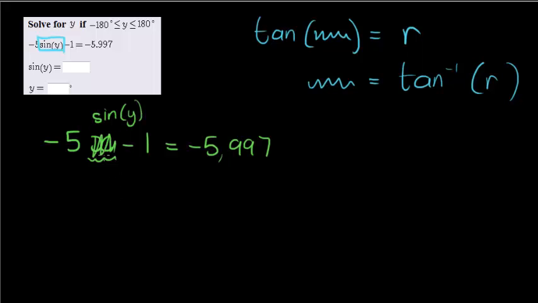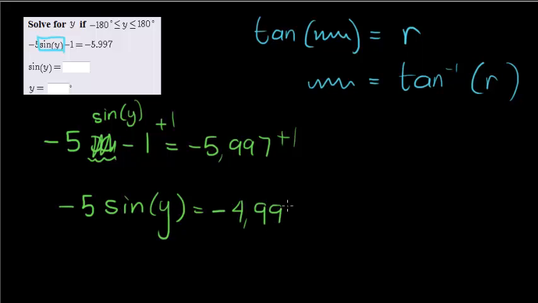How do I get x or sine y on its own? Well, first of all I have to get rid of this negative 1, so I add a 1 on both sides. So what do I get? I get that negative sine y is equal to, if I add 1, negative 4.997. Next, I want to get sine y on its own, so I'll have to divide by this negative 5.